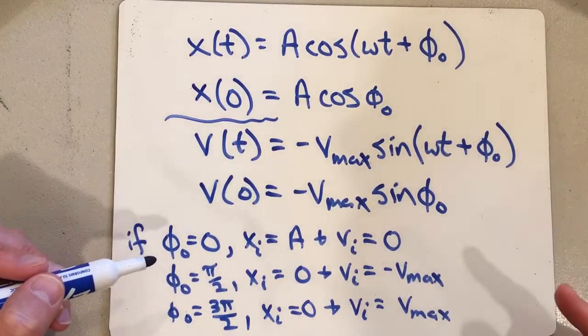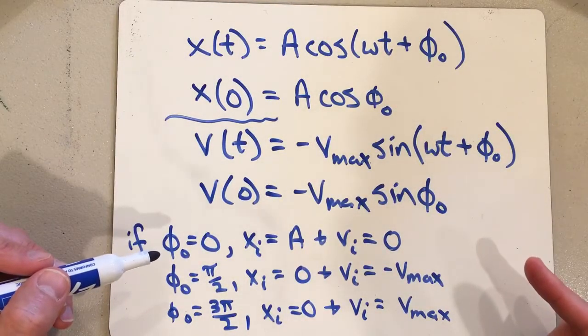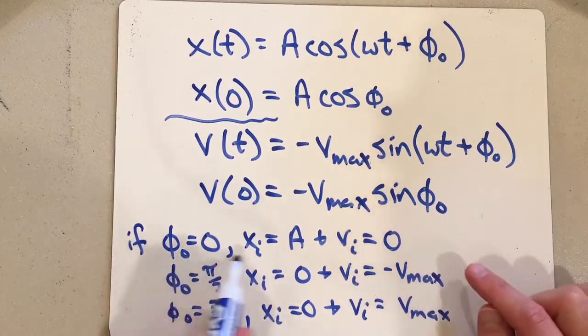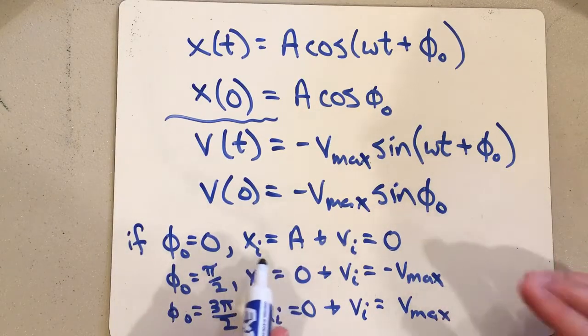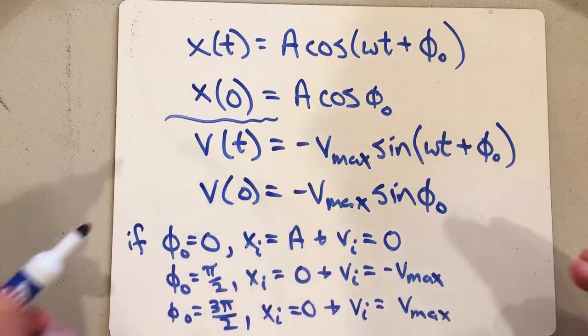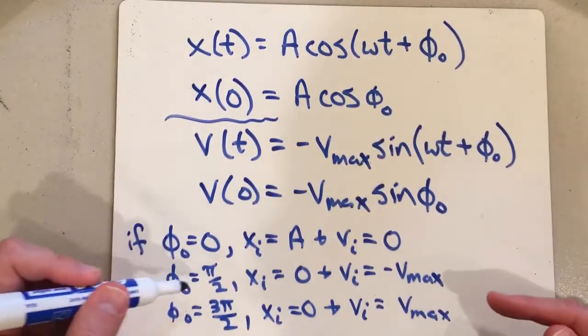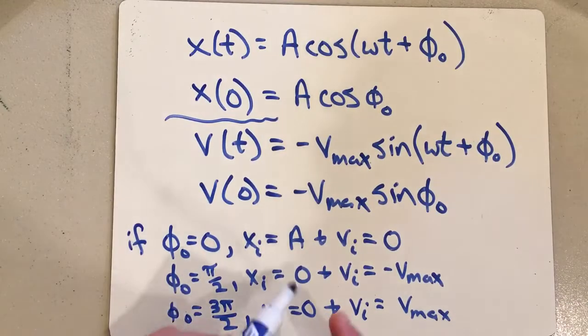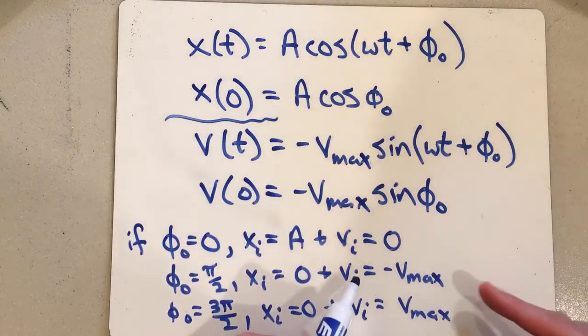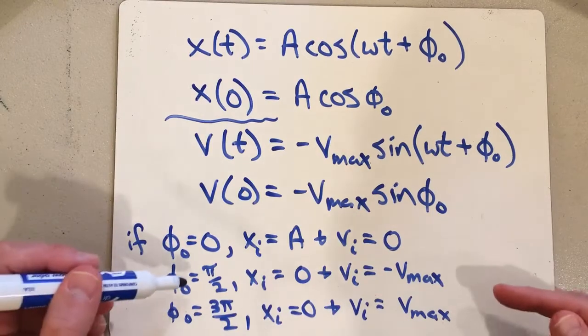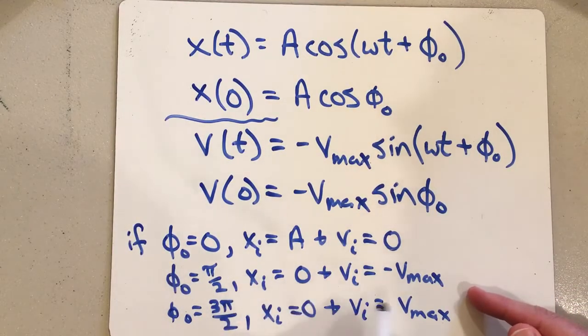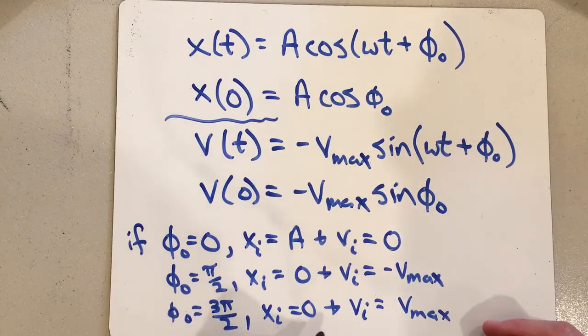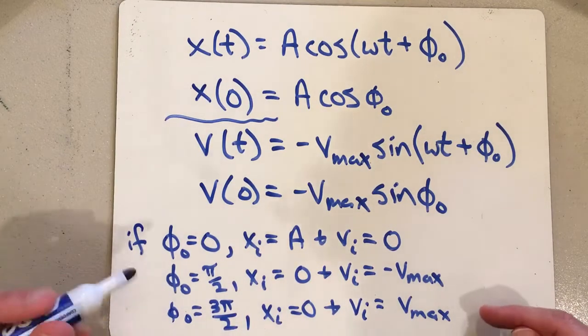Now I did skip, by the way, the pi. For pi, the only difference is that the initial position is negative amplitude, but the initial velocity is still 0. But for the pi over 2 and 3 pi over 2, the initial position is 0 for both of them, but the initial velocity is different. Again, for pi over 2, it's at the equilibrium position, but it's moving in the negative direction. For phase shift 3 pi over 2, it's at equilibrium, but it's moving in the positive direction. So that's the difference between these two.